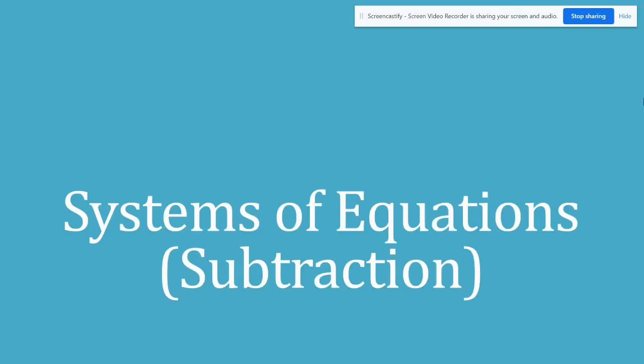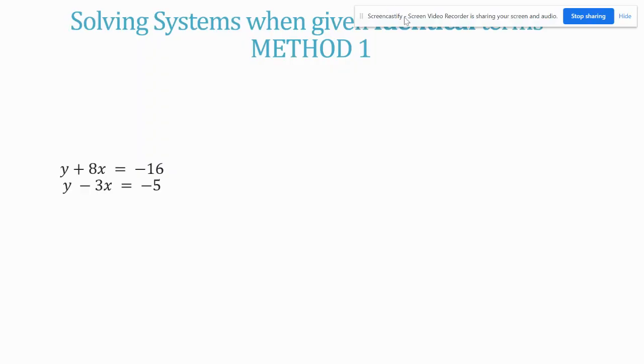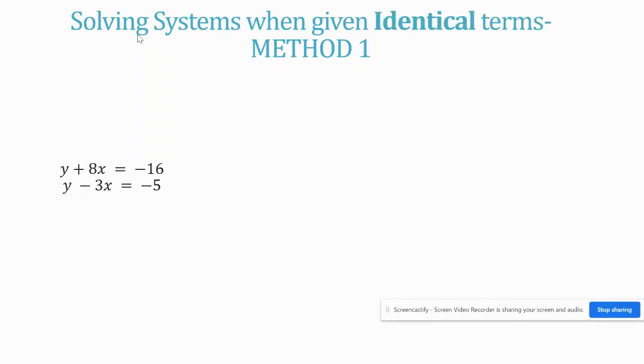Hey everyone, so today we are going to continue solving systems of equations, but instead of inverses, we are going to have identical terms, and we're going to take a look at two different methods that you can use for solving systems of equations that have identical terms. Okay, so solving systems when given identical terms, method 1.